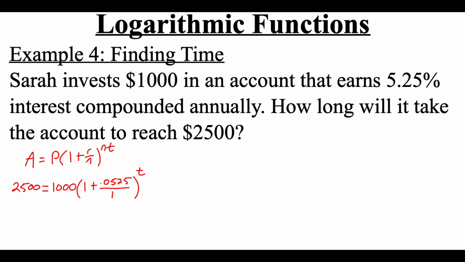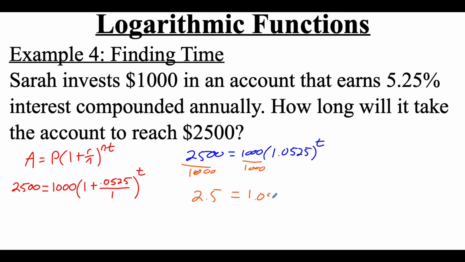Now before I get to the actual solving portion, I'm going to clean this up just a little bit. Inside of those parentheses, taking the 0.0525 and dividing by 1 isn't going to change that at all, so I'm going to take that and add that to the 1. So we're going to have 2,500 equals 1,000 times 1.0525 raised to the t power. Now our goal is to solve to get t alone. The very first thing that I'm going to do is take that 1,000 and divide that over to the left-hand side. So we're going to get 2.5 equals 1.0525 raised to the t power.